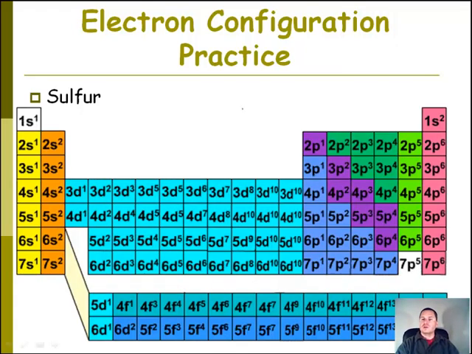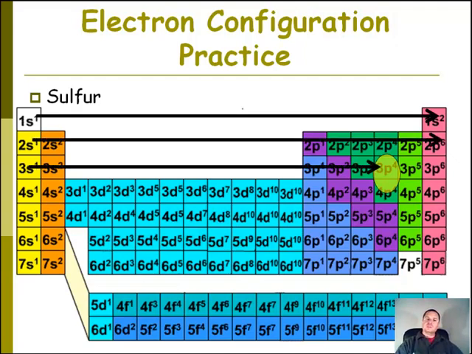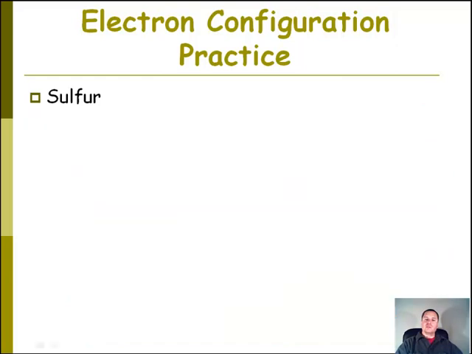Let's check it on another chart. And here we go, 3p4. Now we need to write its directions. So we fill up the first block, then the second, and then we fill to here. So let's see what this would look like as we write it out starting from the beginning.